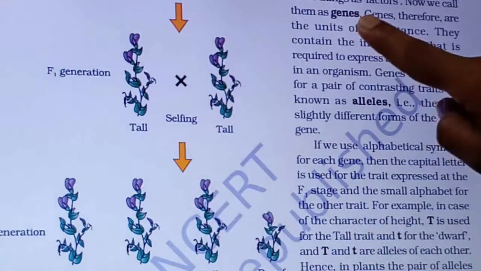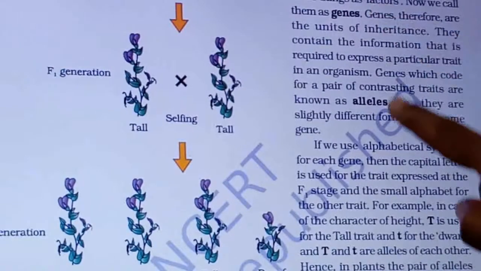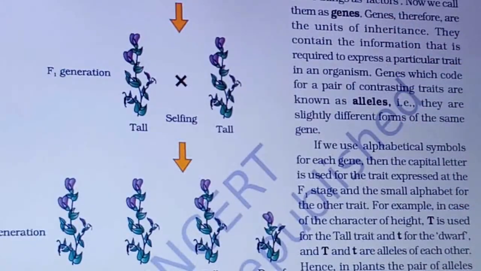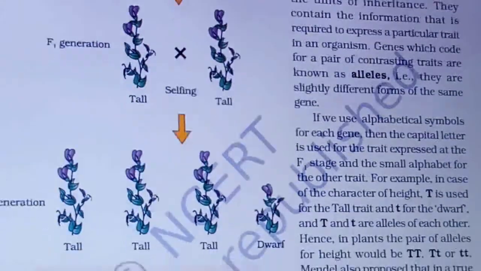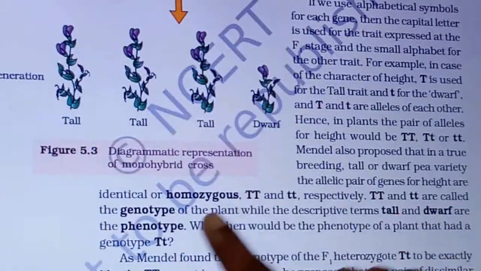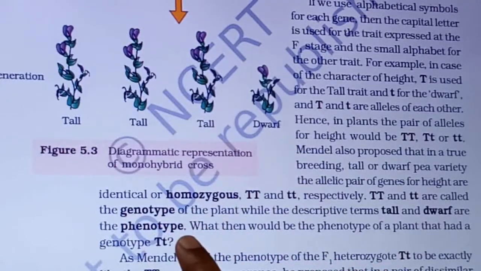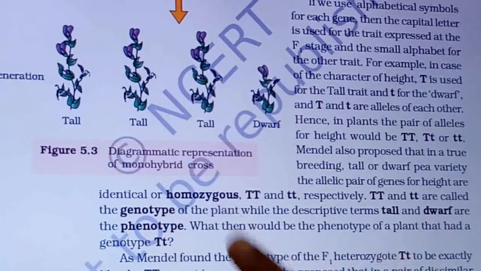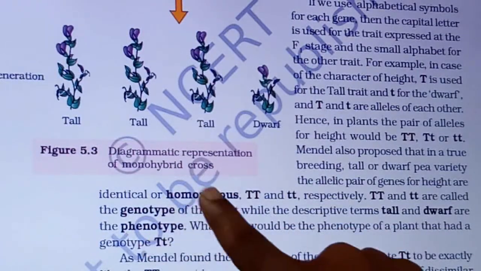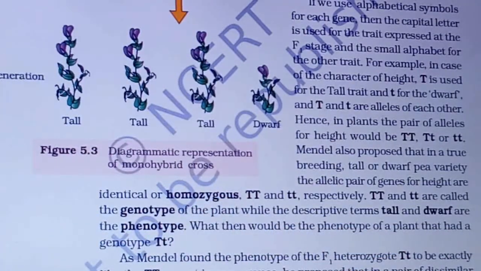Another, genes, alleles. These terms are there. On these terms, definitions will be asked. Then homozygous, genotype means what, phenotype means what. So these terms are there. All these terms are important. So you have to prepare the definitions of these terms. All these terms will be asked for a 1 mark definition.